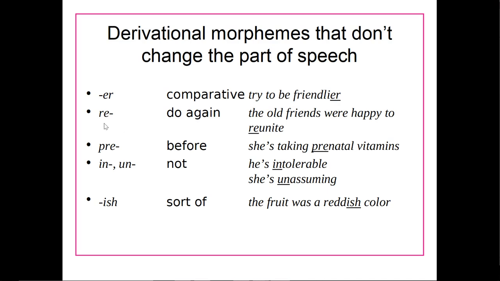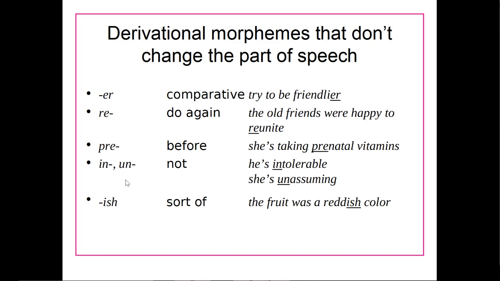Re- can change the meaning of a verb to mean do the verb again. So reunite, it's still a verb, but it has a different meaning. Pre-, again, can change something to mean before. So she's taking prenatal vitamins. Natal is an adjective. Prenatal is still an adjective, but one with a different meaning.